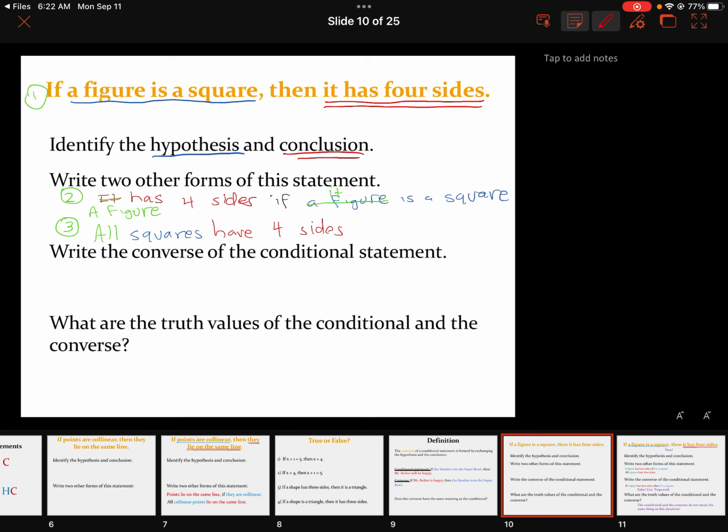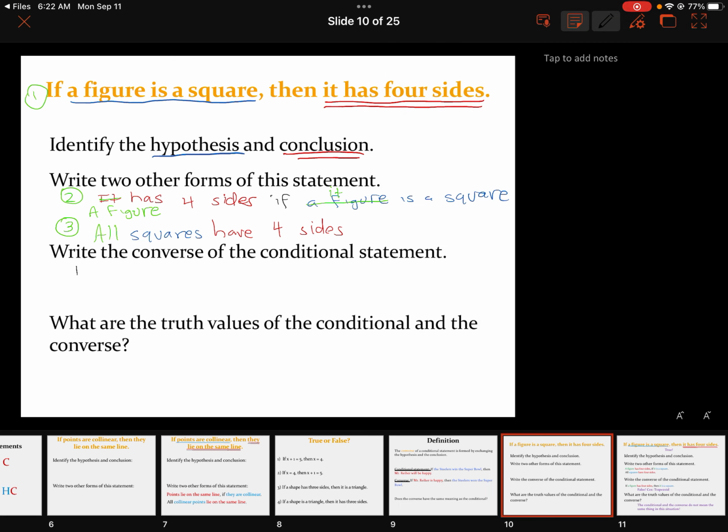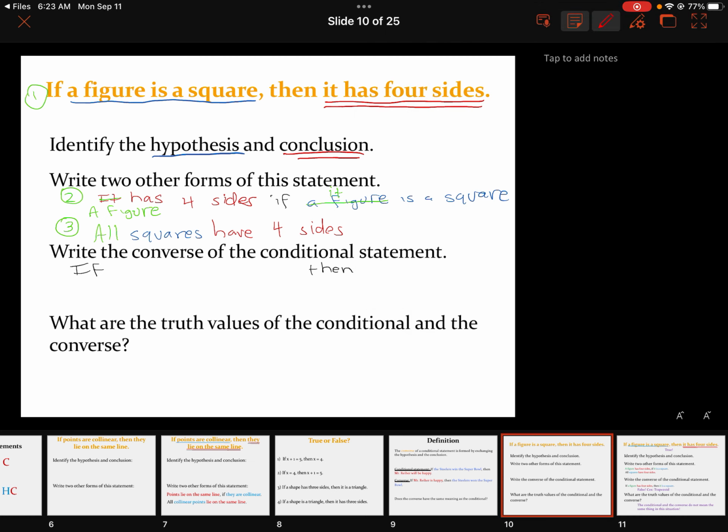The next thing we're going to do is write the converse of that conditional. The converse, remember, keeps if where it is. It keeps then where it is, but it switches the red and the blue. So if a figure has four sides, then it is a square.